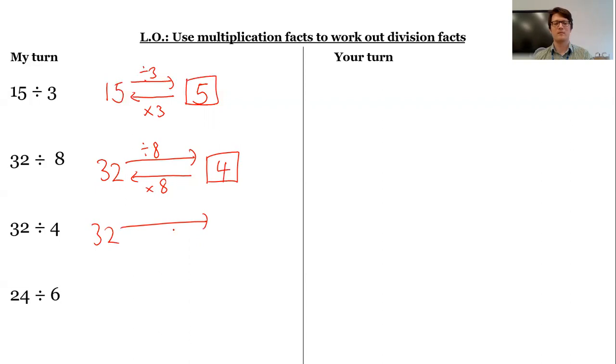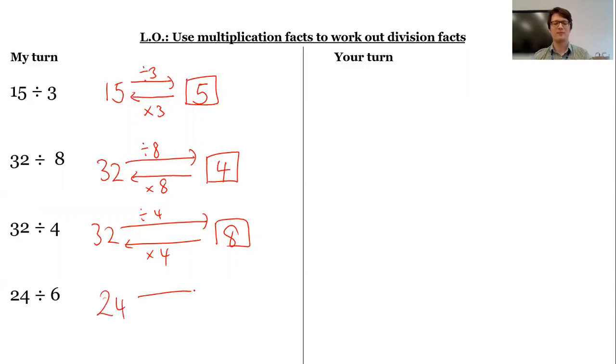Same here. Well, I've just seen that 32 divided by 8 is 4. So I reckon I know 32 divided by 4 must be 8. 8 times 4 is 32. Notice the connection between these two sets of questions.